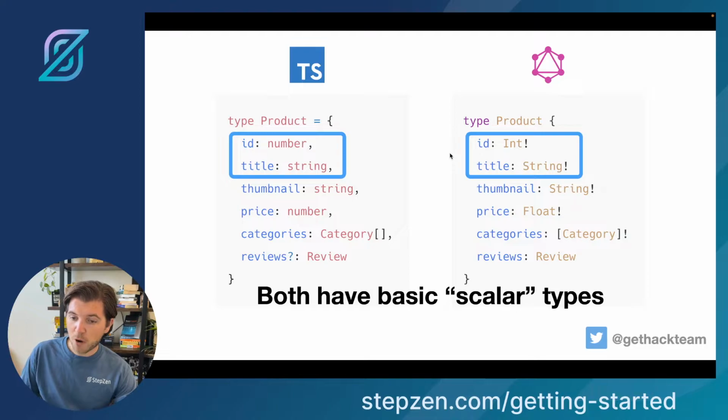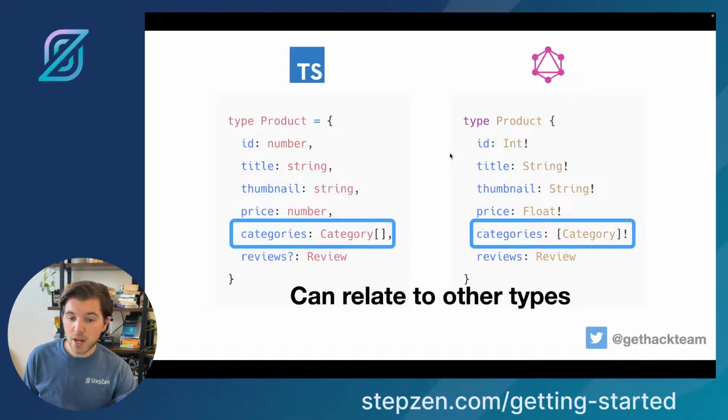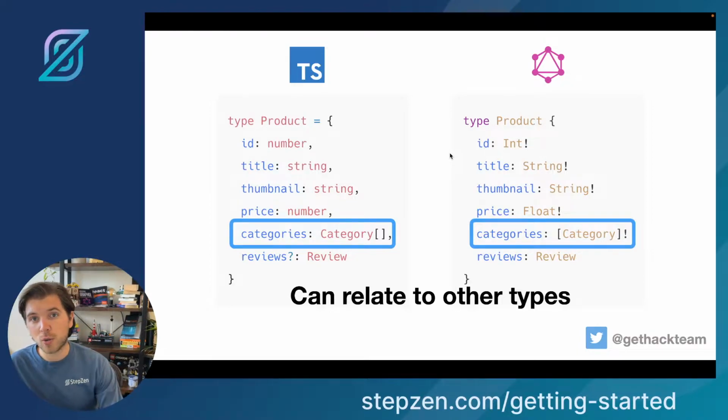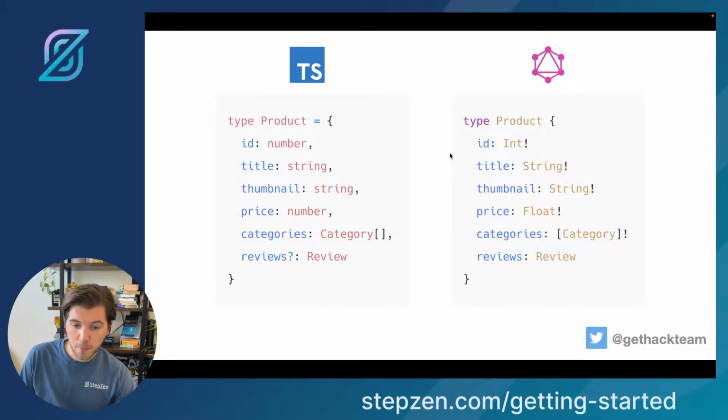As you can see, they both have basic scalar types. These are the types that are always there, they're built in. In GraphQL, there are 5. And then, of course, they can also relate to other types. You can see a product can have a relationship with category. The way you define an array is a little bit different from what you would see in TypeScript.